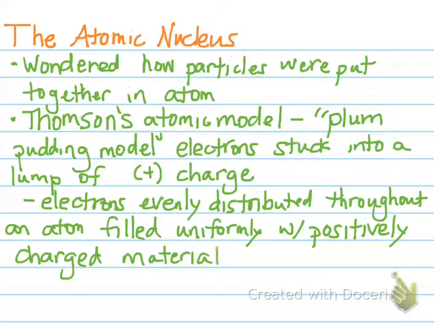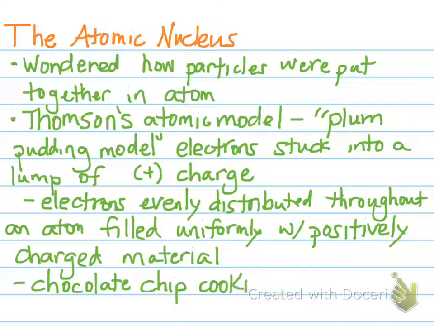Now, back in the late 1800s, early 1900s, when Thomson was doing his work, calling it a plum pudding model was useful because people were familiar with plum pudding and they had eaten it. My guess is none of you know what plum pudding looks like. So I typically refer to Thomson's atomic model as a chocolate chip cookie, because pretty much all of you have probably either seen or eaten a chocolate chip cookie before.